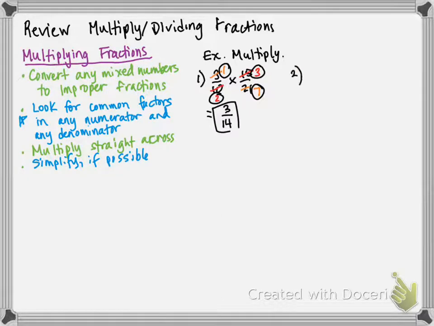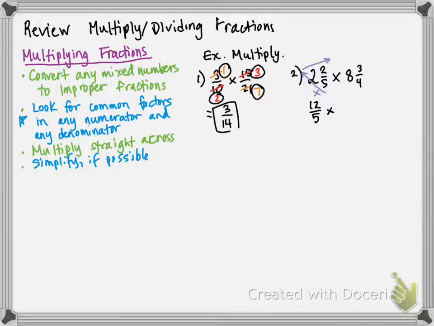All right, let's do another one. We have 2 2/5 and we want to multiply it by 8 3/4. So again, I cannot multiply with mixed numbers. I have to change them to improper fractions. And just to remind you, we're going to multiply the denominator times the whole number, and then we're going to add the numerator to that. So 5 times 2 is 10. 10 plus 2 is 12. And the denominator stays 5.